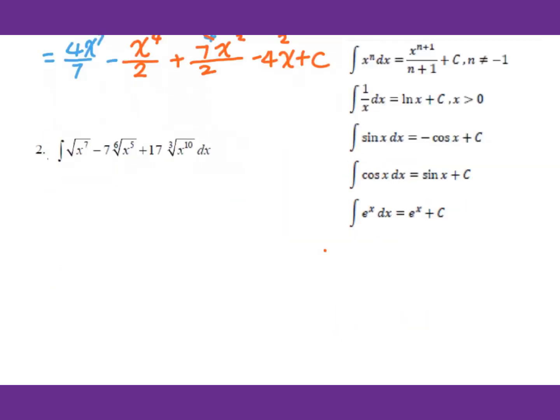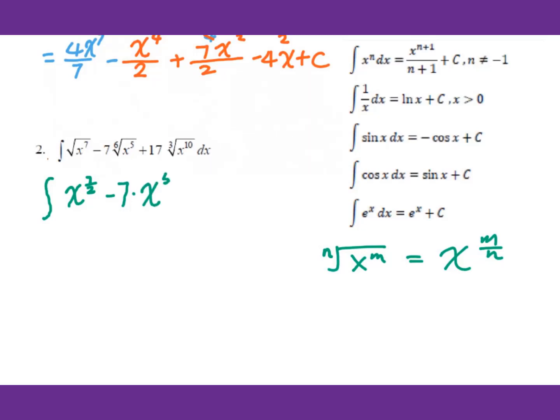Now let's go to number 2. Before you do the integral, make sure to use power form. So we have the nth root of x to the mth power, that is x to the m over n power. Therefore, you will get x to the 7 over 2, minus 7 times x to the 5 over 6, plus 17 times x to the 10 over 3, dx. Then you do the integral.